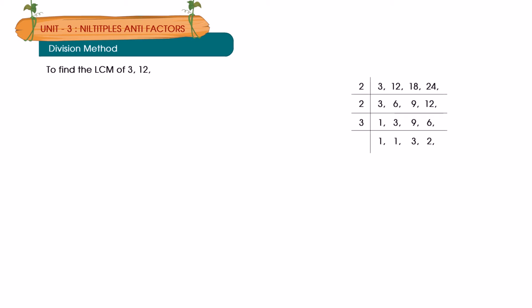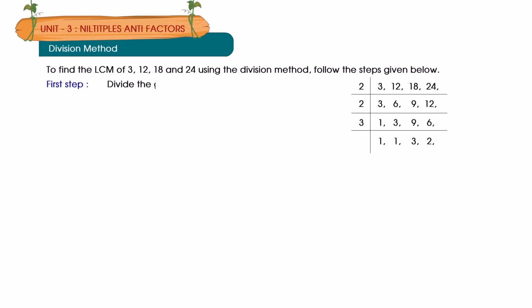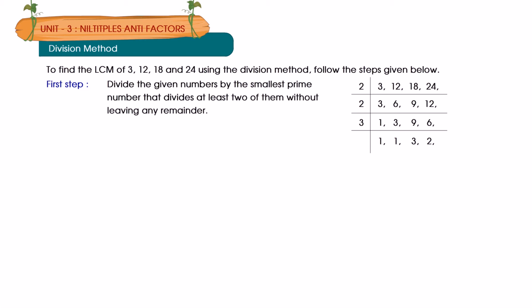Division method. To find the LCM of 3, 12, 18 and 24 using the division method, follow the steps given below. First step. Divide the given numbers by the smallest prime number that divides at least two of them without leaving any remainder. 12 divided by 2 is equal to 6. 18 divided by 2 is equal to 9. And 24 divided by 2 is equal to 12.